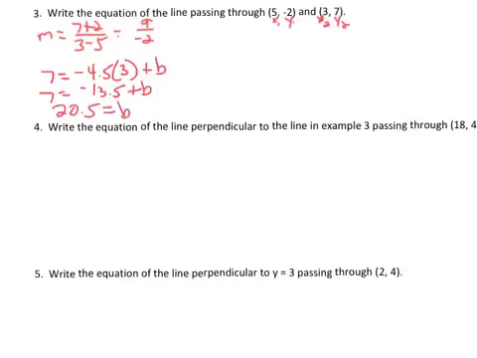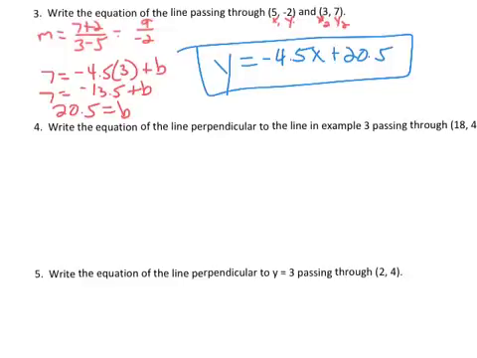So my final answer is what I get when I put everything together. Y is equal to negative 4.5x plus 20.5. I'm not always going to have whole numbers for my answers because functions can be anything really. So you do have to remember that. All right, the next example, and then, yeah, we'll do 2 more.